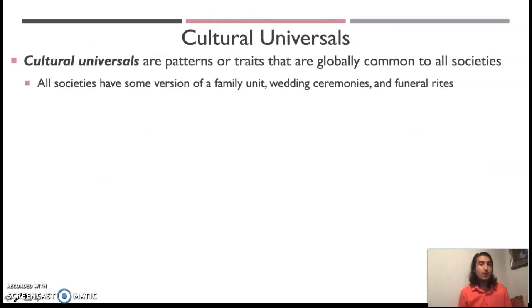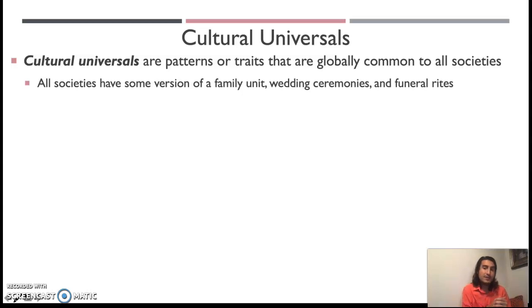So let's talk a little bit about cultural universals. These are patterns or traits that are globally common to all societies. So an example of a cultural universal, a cultural practice or a cultural trait that every culture practices in some capacity, would be families, right? A family unit is recognized in virtually every society.